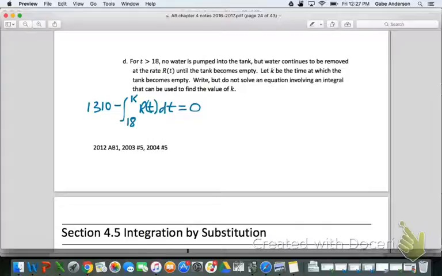So you were a little concerned about how you would solve that. Let's not get too worried about that, because to find the antiderivative of R of t would truly be difficult, and probably not worth our time. I wouldn't worry too much about that because they did say, write but don't try to solve an equation. So from that perspective, let's not worry about it too much.